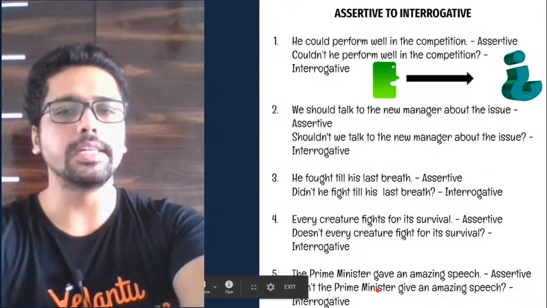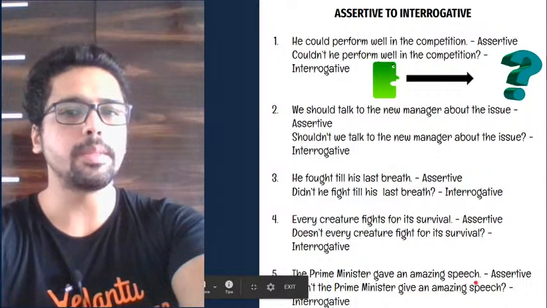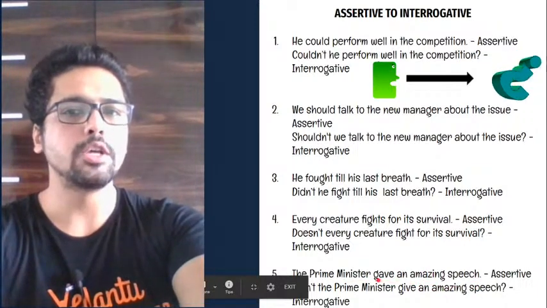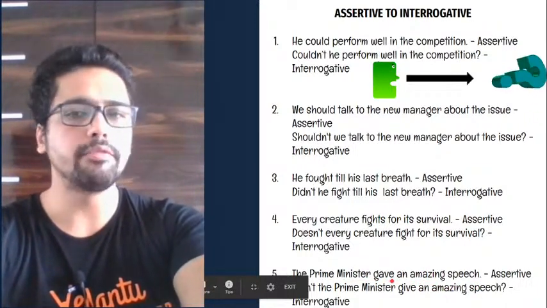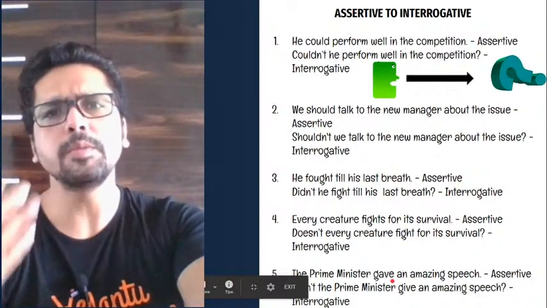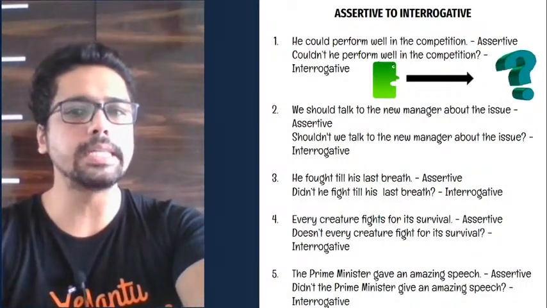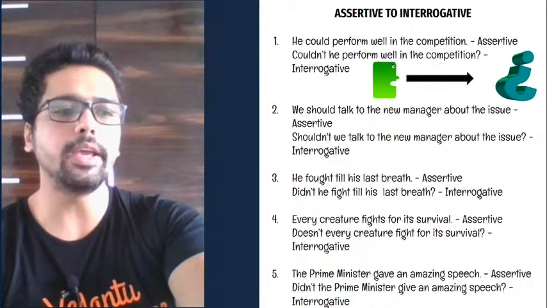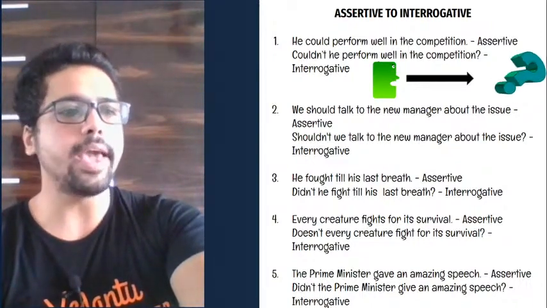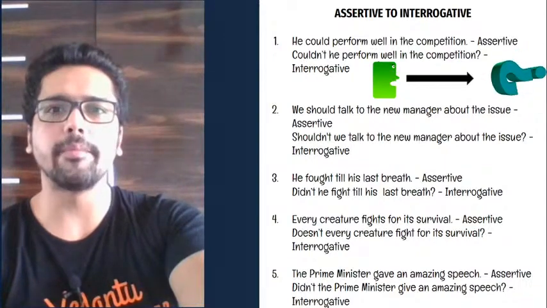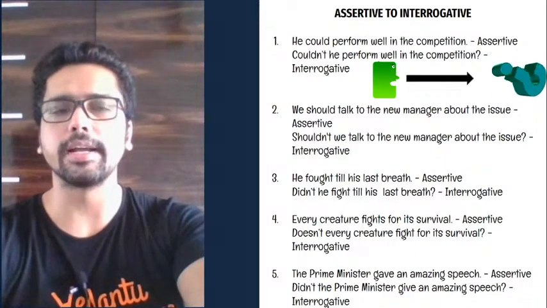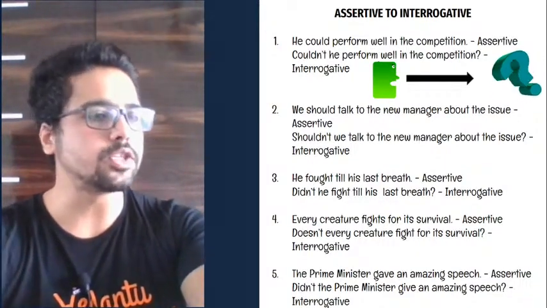And then look at the last sentence, guys. The Prime Minister gave an amazing speech. So again, this is past tense. We're using gave. Basically, he delivered an amazing speech. So didn't the Prime Minister give an amazing speech? Making an interrogative. So you see, every interrogative answer starts with a question tag.